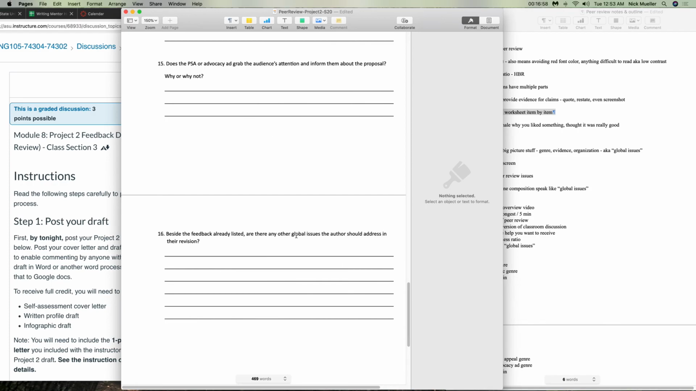16, global issues. What the heck is that, you ask? That's first year composition speak for the big picture issues I mentioned earlier: evidence, genre, citations, the paragraph by paragraph organization, how those paragraphs relate to one another logically or not. Keep it focused on the big picture, right?